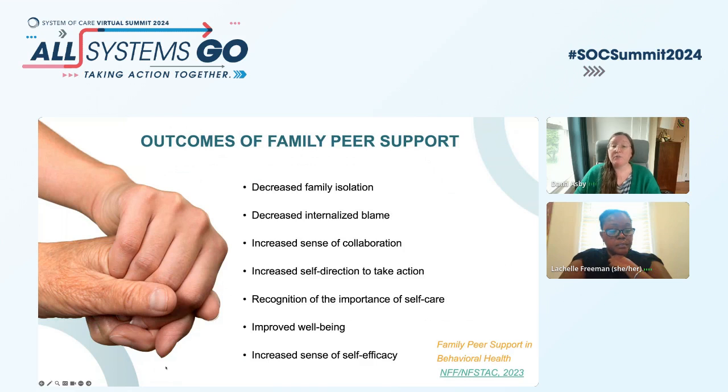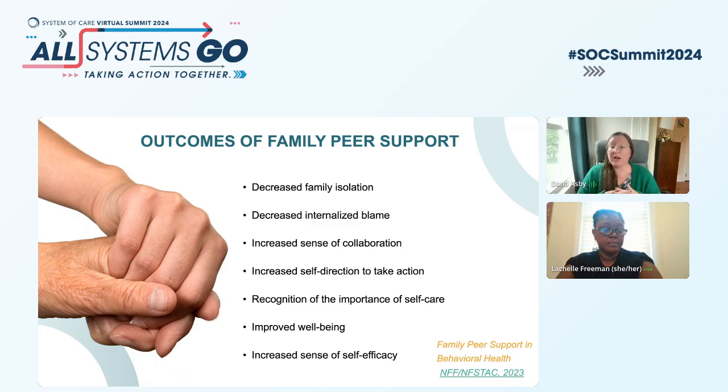Research has shown some really, really beneficial outcomes of family peer support. And we have another resource linked in the resource section that talks a little bit more in depth about these. But research has shown that family peer support can decrease families' isolation and their own internalized blaming themselves for their family member's condition. It also increases a sense of collaboration and a self-direction to take action.